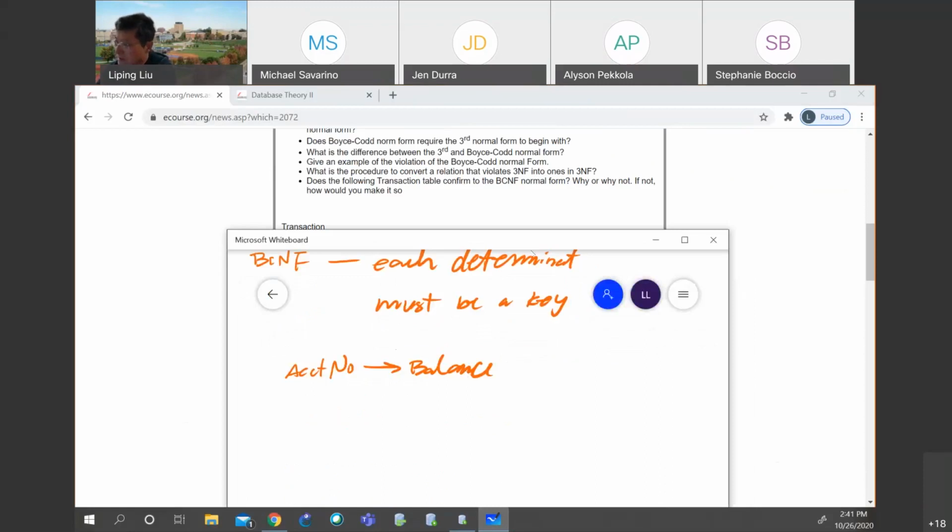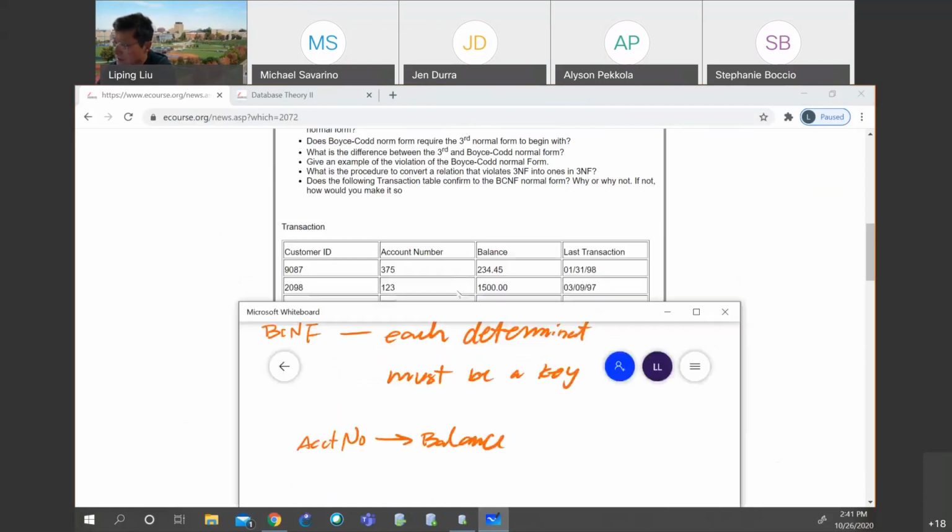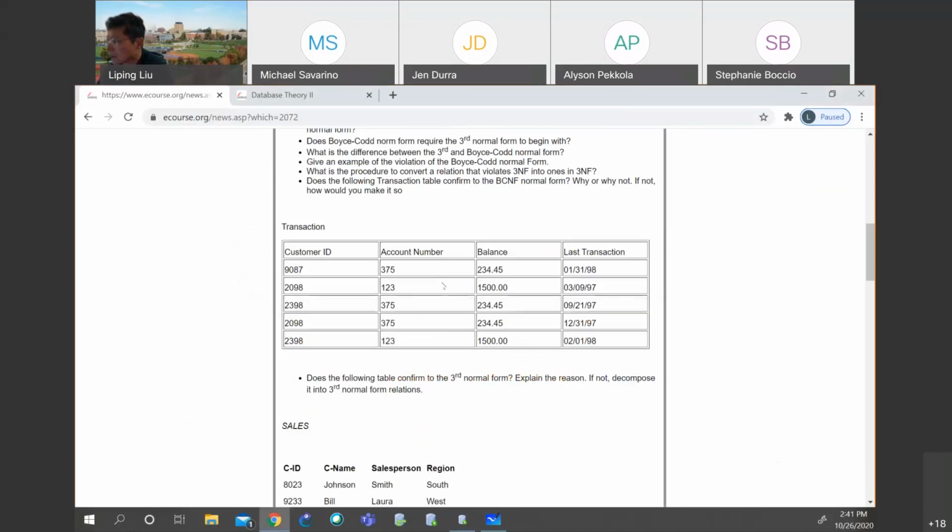Would account also determine last transaction? I don't think so. Let's say, for example, 375 here is the last transaction. And then 375 here, this is the last transaction. They are different, aren't they? So given each account number, you have different last transactions. Therefore, there's no functional dependency between account number and the last transaction.